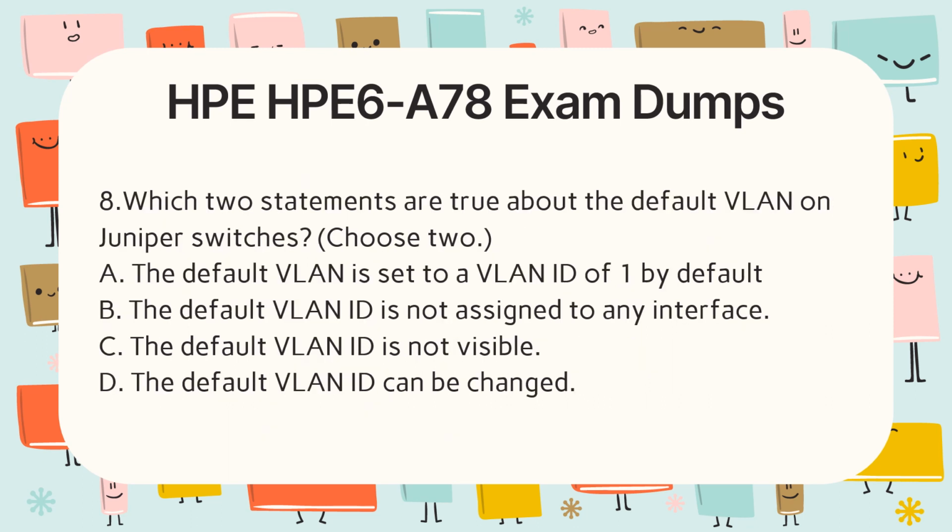8. Which two statements are true about the default VLAN on Juniper switches? Choose 2. A. The default VLAN is set to a VLAN ID of 1 by default. B. The default VLAN ID is not assigned to any interface. C. The default VLAN ID is not visible. D. The default VLAN ID can be changed.